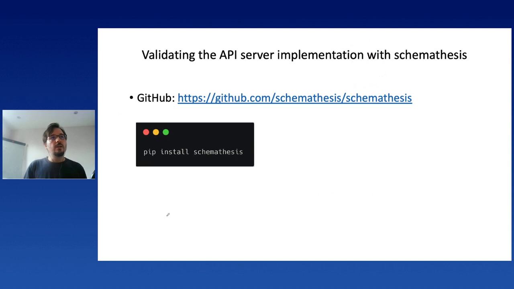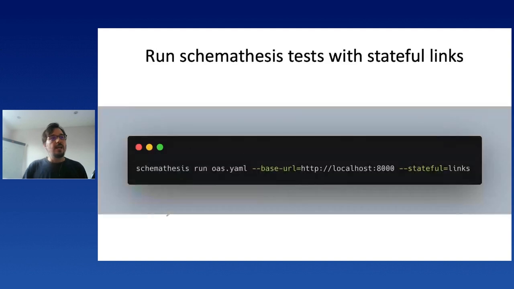Now, in addition to Dredd, or as an alternative to Dredd, you can also use Schemathesis. Schemathesis is a Python package, so that's very interesting for us as Python developers because we can extend it to run customized tests with specific fixtures which are perhaps required for some of our endpoints. Like any other Python package, you install it with pip. And you can extend it yourself, or you can just run it out of the box. And out of the box, it works perfectly well.